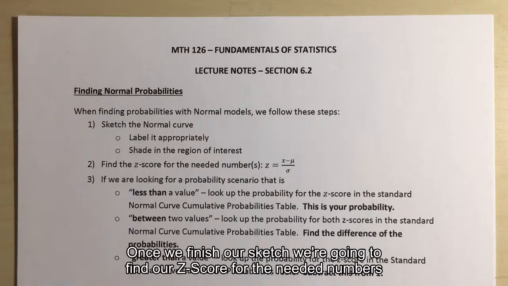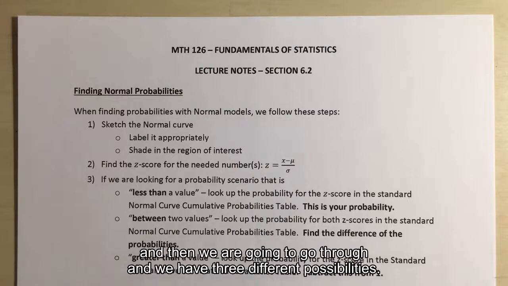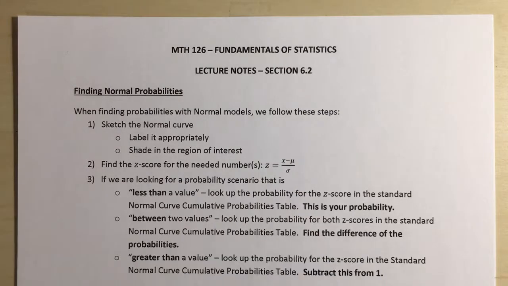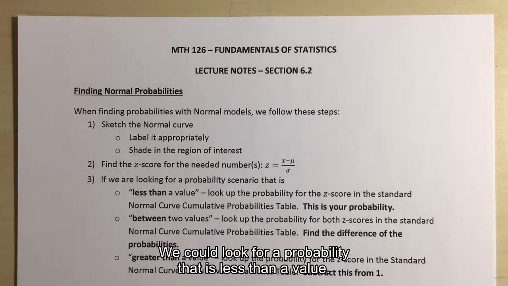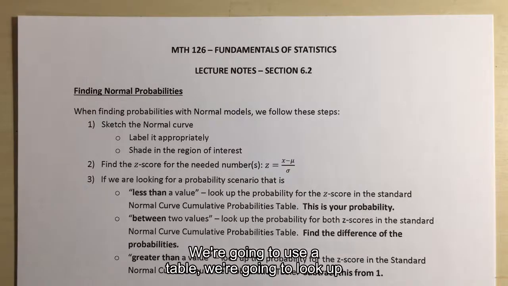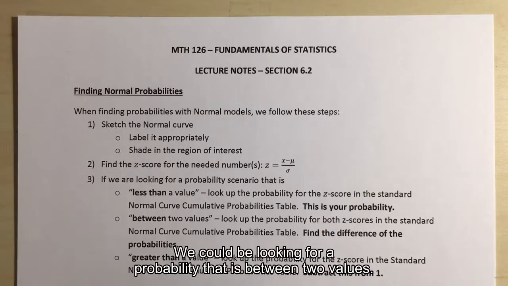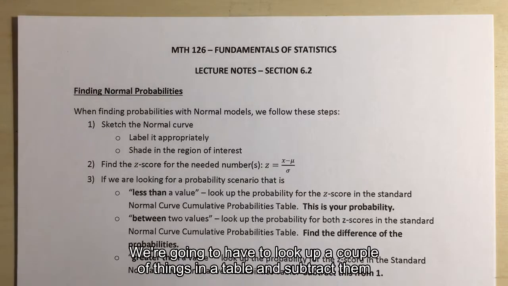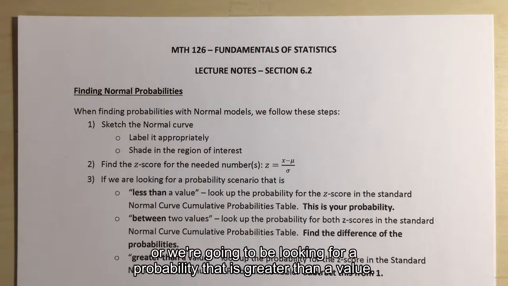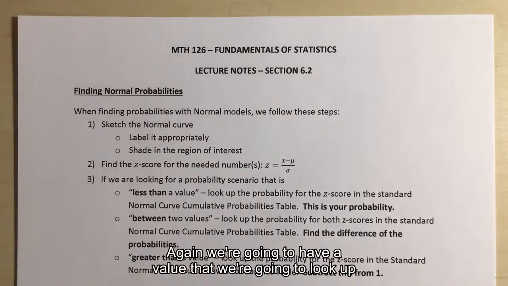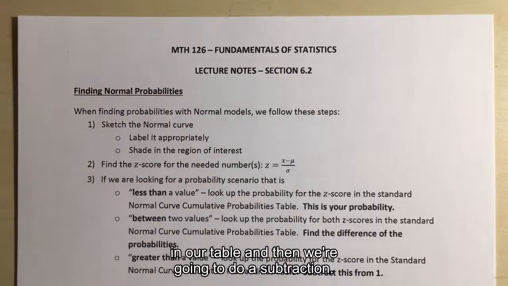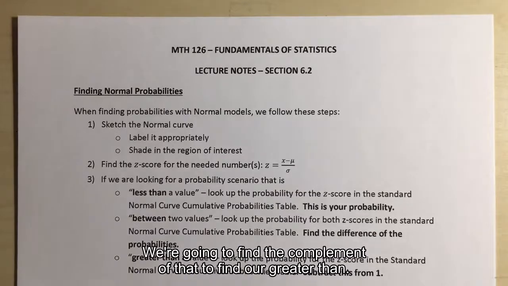Once we finish our sketch, we're going to find our z-score for the needed numbers. And then we have 3 different possibilities. We could look for a probability that is less than a value. We're going to use a table, look up a value, and that's going to be our probability. We could be looking for a probability that is between 2 values, so we're going to have to look up a couple of things in a table and subtract them. Or we're looking for a probability that is greater than a value. Again, we look up a value in our table, and then we do a subtraction. We find the complement of that to find our greater than.